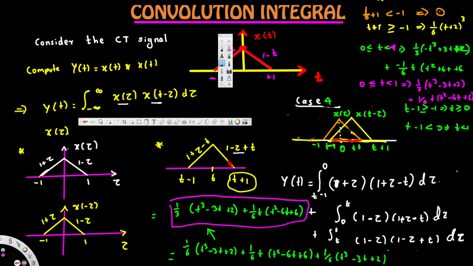Now let's look at case 5. Case 5, we are going to look at the situation where, let's try to rearrange this one. X of tau, let's see what happens if t minus 1 is greater than 0. We didn't have this situation before. Okay, if t minus 1 is greater than 0, the graph is going to look like this. So this is going to become t minus 1.